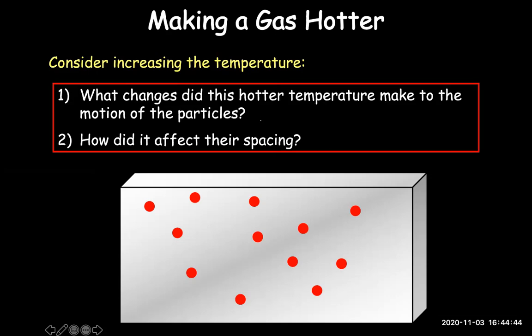So the notices that we need to make is what changes happen when it gets hotter. They move faster. And how does it affect the spacing? Well, they might appear to be closer, but they're not actually any closer because it's a random movement. If they are closer, it's only for a second or two because they're moving past each other. The spacings are just as random as when they're moving slowly. It doesn't really affect them in that way.